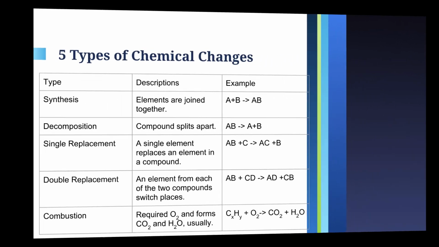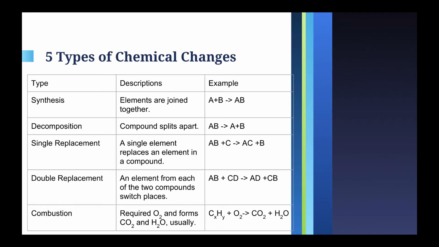Hi folks, today we're going to talk about the types of chemical changes. There are 5 basic types of chemical changes. The first one is synthesis. This is where elements get put together. So on the reactant side you'll have 2 elements that are separated, and then on the product side they become a compound together.